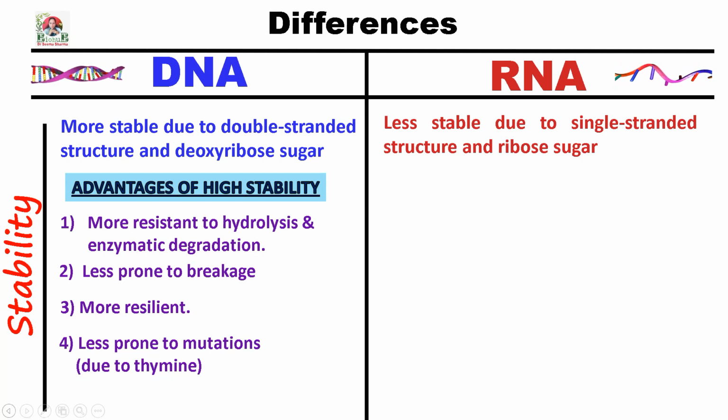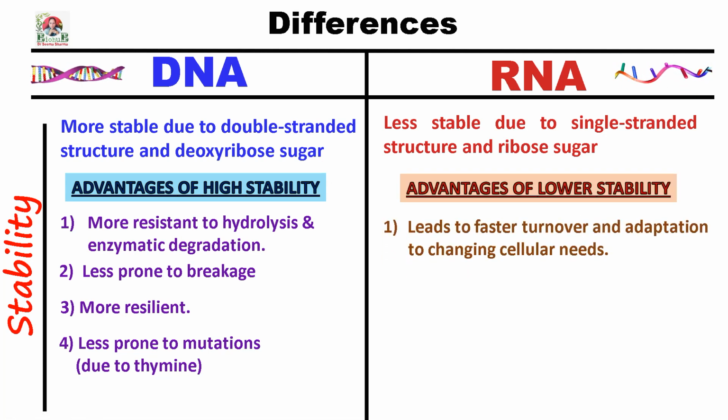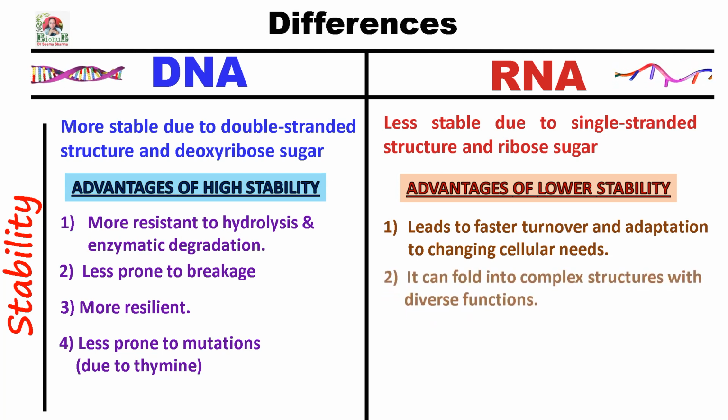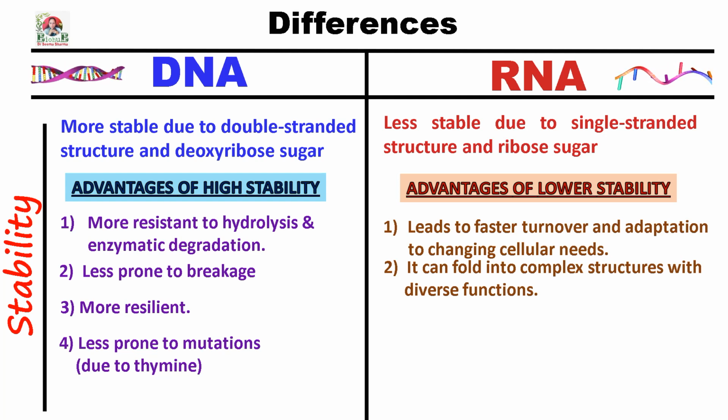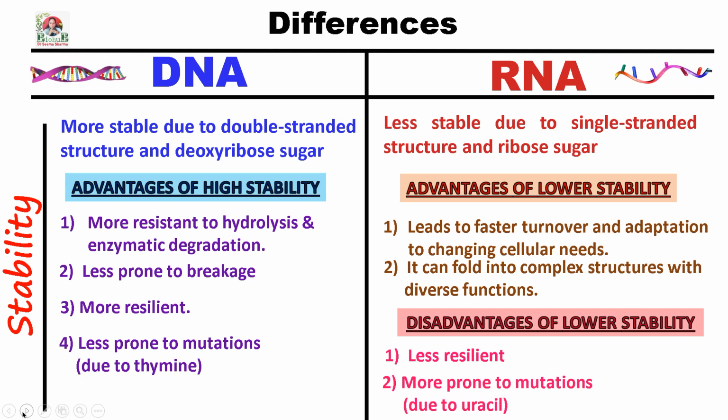Though RNA is less stable, but there are certain advantages of this low stability of RNA. Let's know about those. First, lower stability leads to faster turnover and adaptation to changing cellular needs. Second, it can fold into complex structures with diverse functions. Now let's take up the disadvantages of lower stability. First, it is less resilient. Second, it is more prone to mutations because it has uracil as one of the nitrogenous bases.